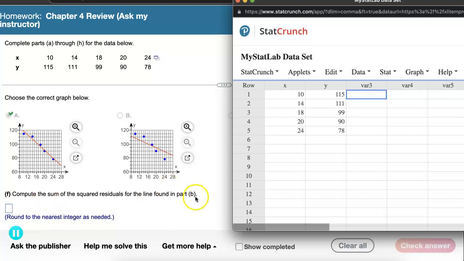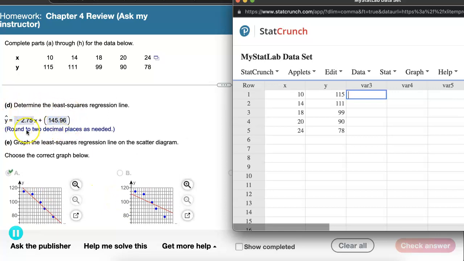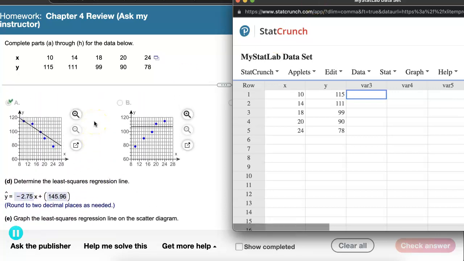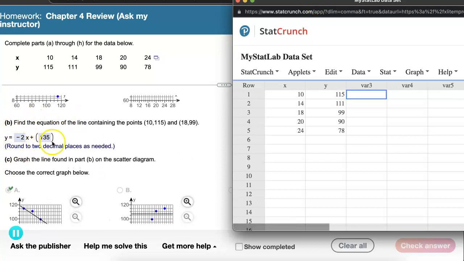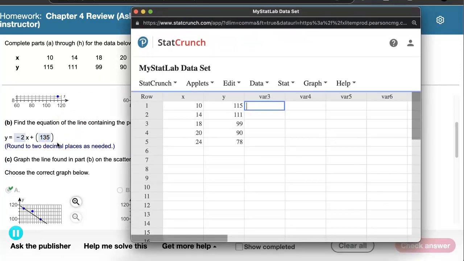Okay, so because we're referring back to that line that's found in part B to get this sum of the squared residuals, I'm going to go back up to this line here, the one found from part B. Okay, so let's keep that one in mind as we are trying to calculate these residuals. What residuals are is the difference between what actually happened according to the data and what the line predicts should happen, according to those Y value outputs that you would get if you input these particular X values.